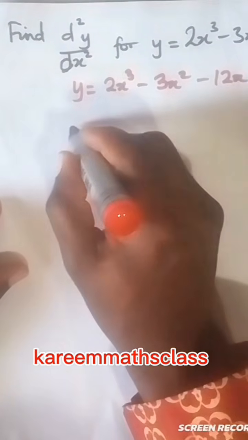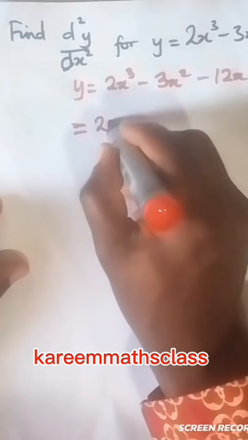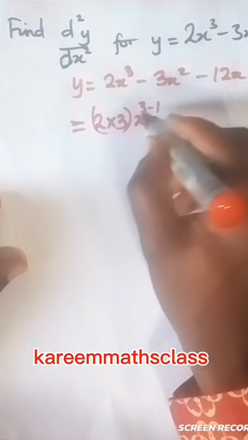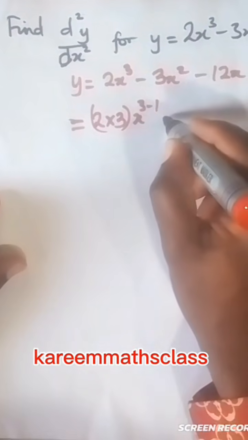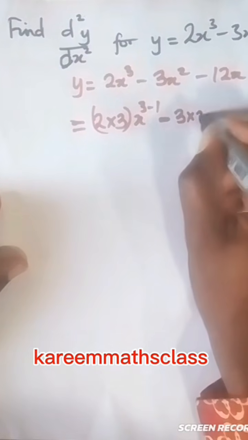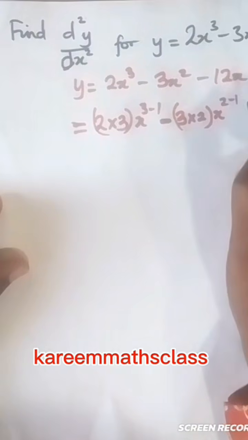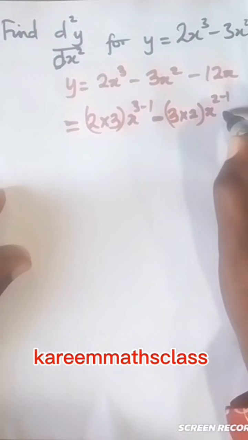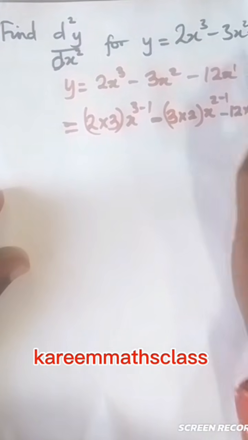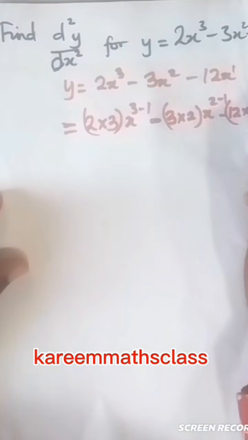So you're going to have 2 times 3 x raised to the power of 3 minus 1, reducing the power by 1. Same thing you do here: minus 3 times 2, multiplied by the power of x, then reduce the power by 1. Same thing you also do here: minus 12 times 1, because this is x raised to the power 1. Now reduce the power by 1, x raised to the power 1 minus 1.